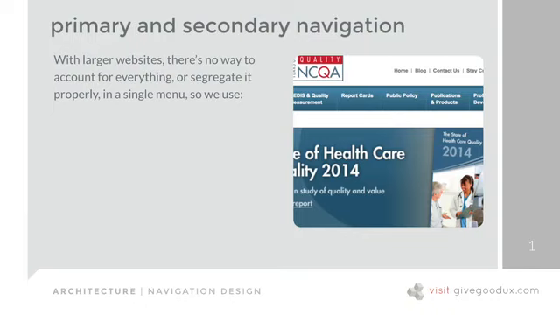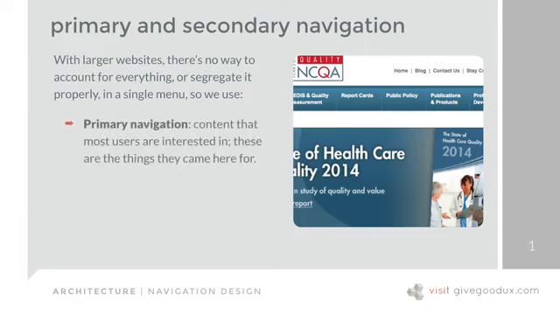So we split navigation into, at the very least, primary and secondary categories. Primary navigation, as you might imagine, is content that most users are interested in. The majority of people who visit this site are looking for these things. It's why they came here. The core thing you're promoting, providing, or selling belongs here: products, services, calls to action.